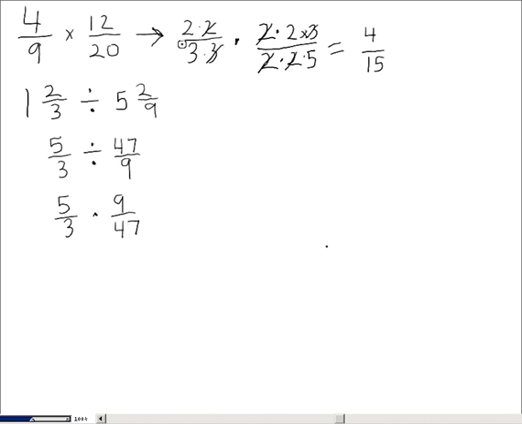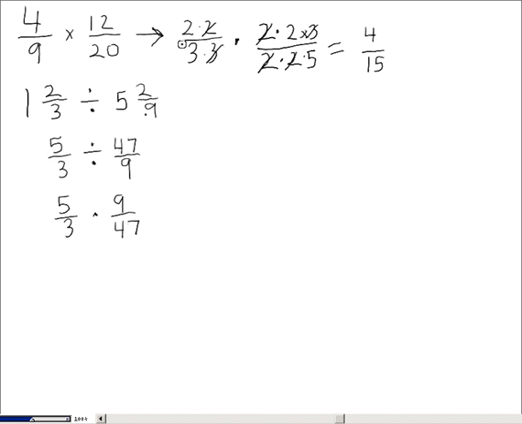Here's another problem. It's 1 2/3 divided by 5 2/9. Now, two things going on here. One is we have mixed numbers. If you have mixed numbers, meaning a whole number and a fraction, you need to switch those to improper fractions. To do that, we take 3 times 1, which is 3, plus 2, and we get 5. So 1 2/3 is the same as 5/3.